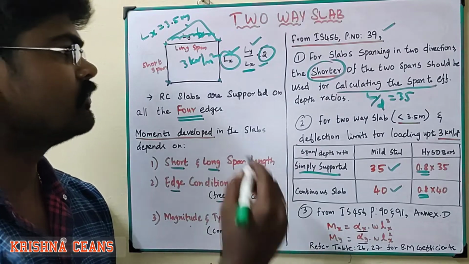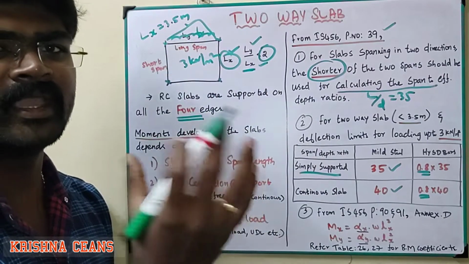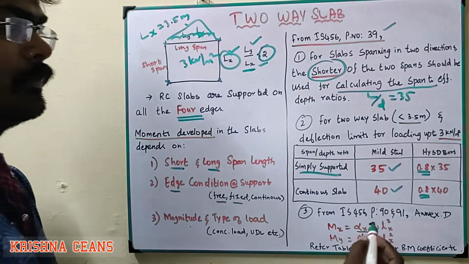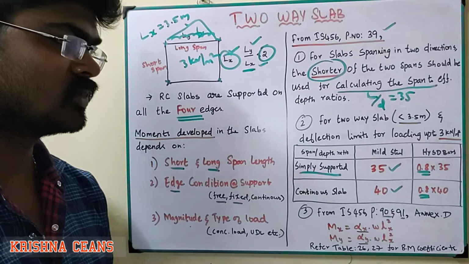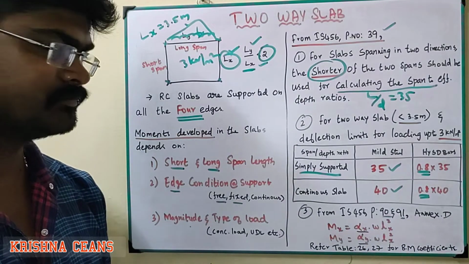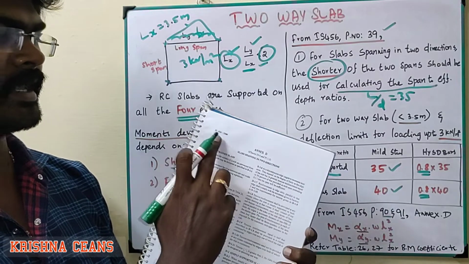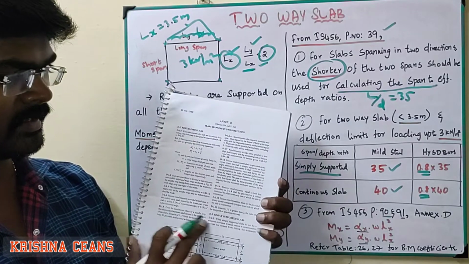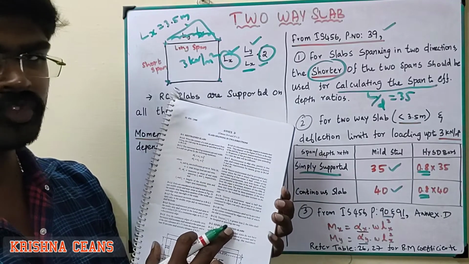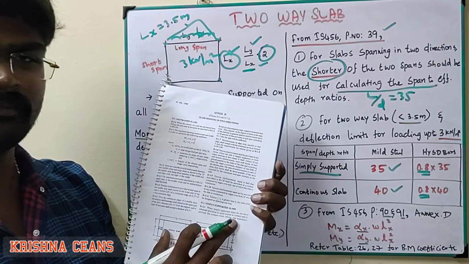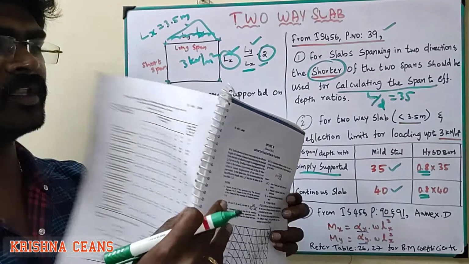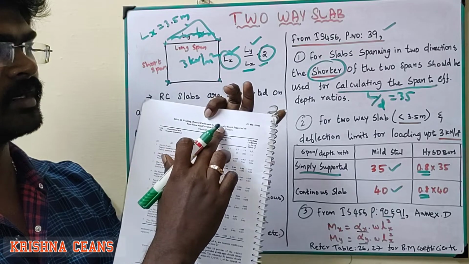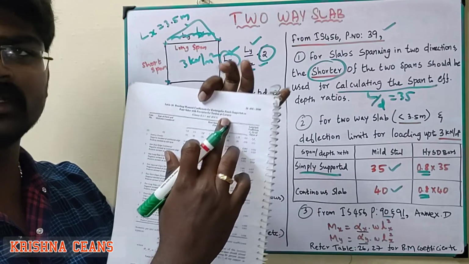The third one, for the shorter span or longer span, the moment developed will vary, as we said earlier. It is available on page numbers 90 and 91 in your IS 456, explained in Annex D. First condition, restrained slabs. Second condition is simply supported slabs. Most of the cases we are going to design simply supported slabs. In the simply supported slabs, they provided Table number 26, bending moment coefficients for a rectangular panel supported on four sides with provision for torsion at corners.